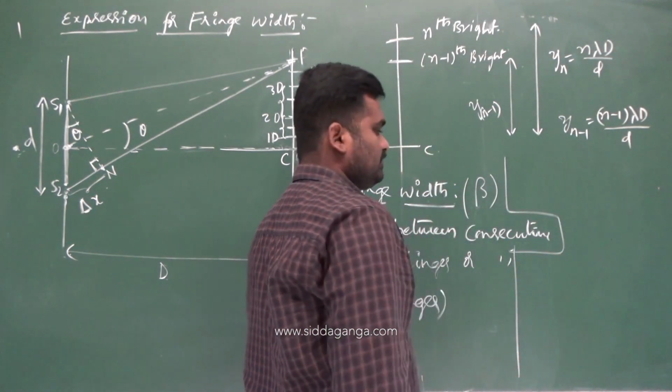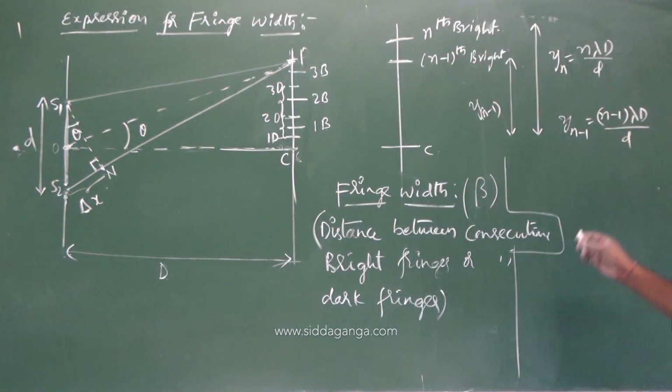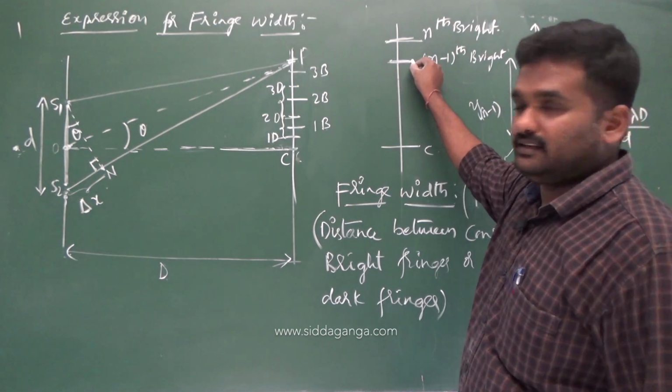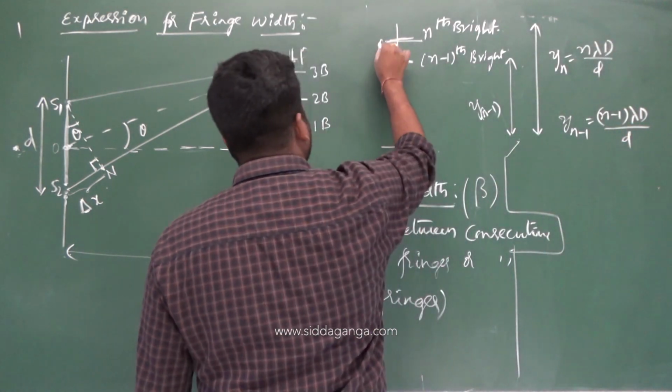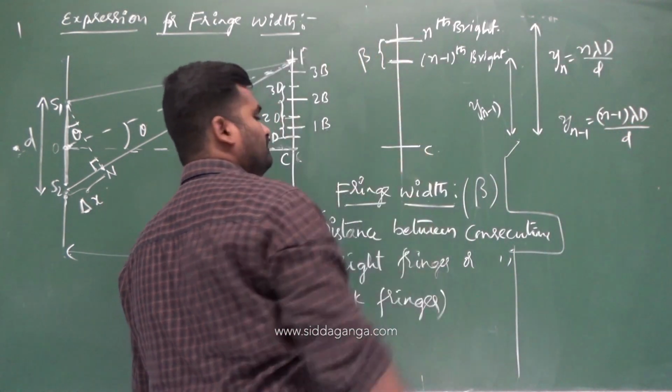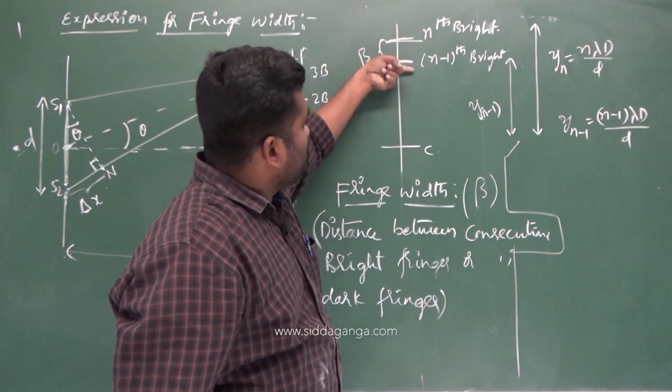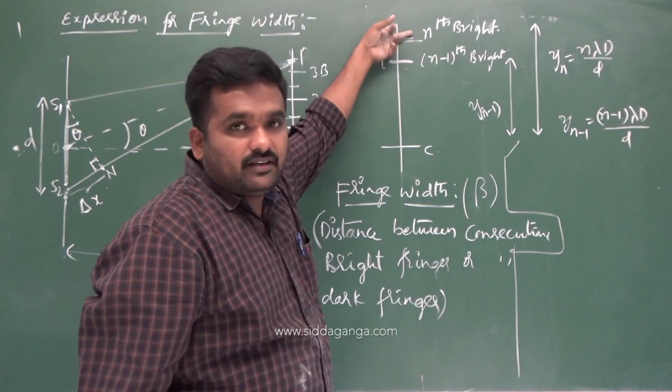Now we need to write an expression for it. How to obtain an expression with the known terms. I told you, if it is the nth bright, this will be the n minus 1 bright. So what is the distance between these two? We used to call it what? Fringe width. Distance between consecutive bright fringes. I have taken the nth bright fringe here.